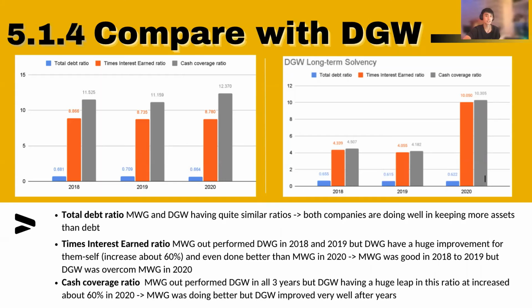And the cash coverage ratio is quite similar to the times interest earned ratio, where MWG outperformed DGW in all 3 years. DGW had a huge leap in this ratio, increasing almost 60% in 2020. In conclusion, MWG was doing better, but DGW had a huge improvement in 2020.